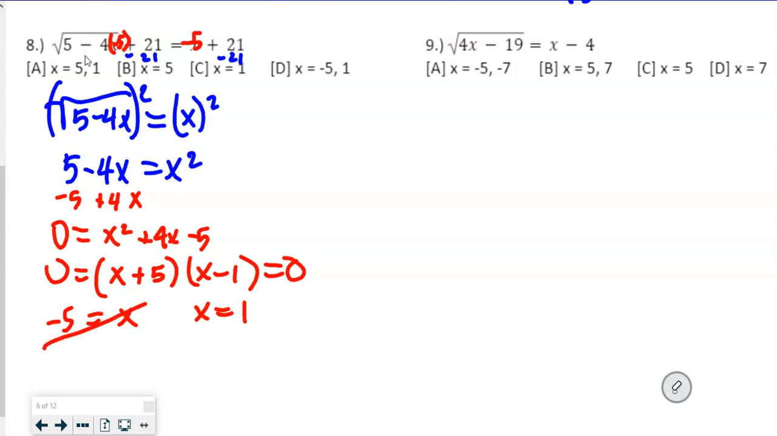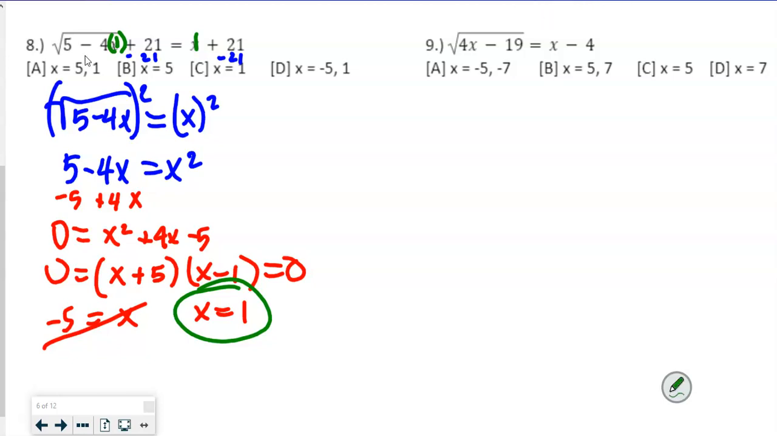Now, if we put the 1 back up there, so 4 times 1, and this would be plus 1. Okay, so that would be now 5 minus 4, which would be 1. Square root of 1 is 1, and 1 plus 21 is 22, and 1 plus 21 is 22. So this would be our answer. We're going to check it in a second. After we've solved them, we're going to check it in Desmos, okay?